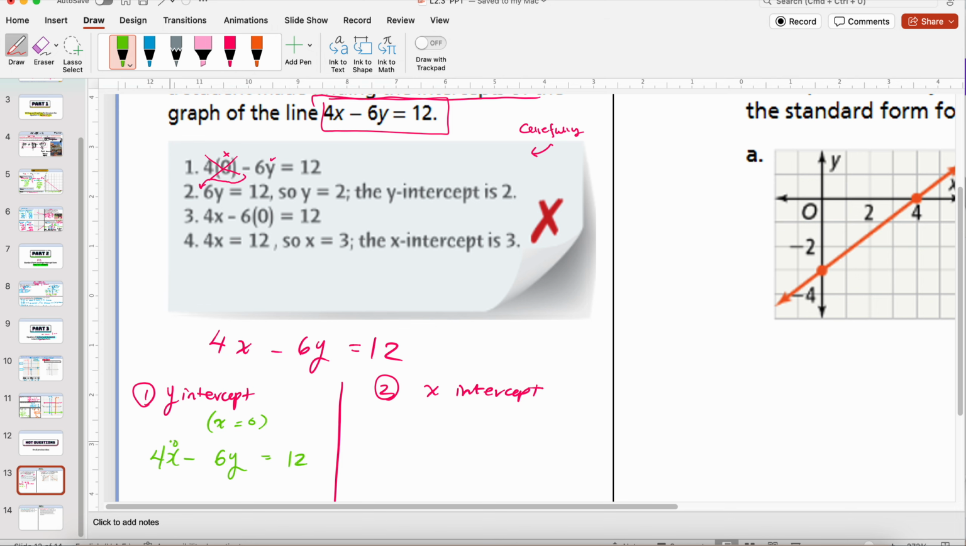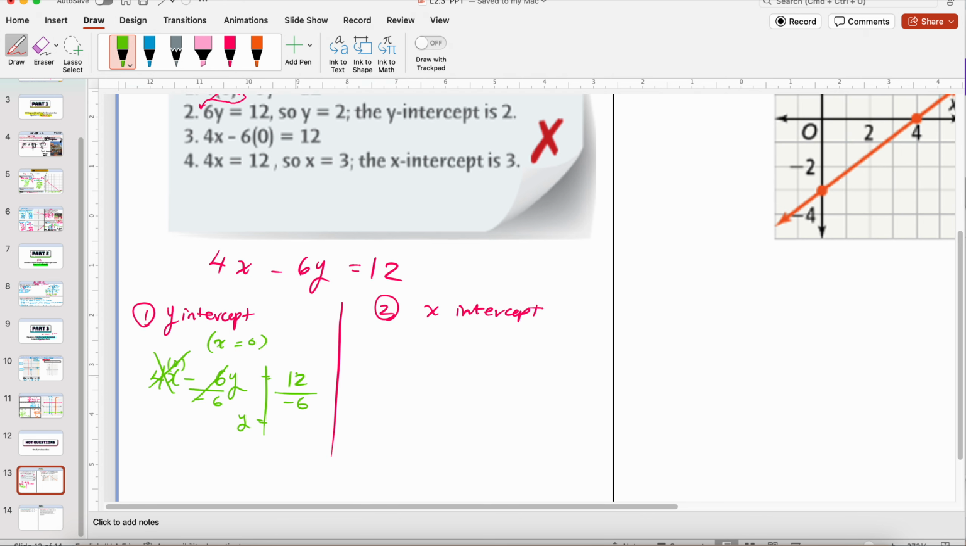X is 0, then this is going to be cancelled. Now I have negative 6y divided by negative 6 on both sides. Y equals 12 divided by negative 6 is negative 2. So what did he say? He said that y equals 2, and that's not correct. The y-intercept should be negative 2. So here exactly is the mistake he made. He forgot the negative.